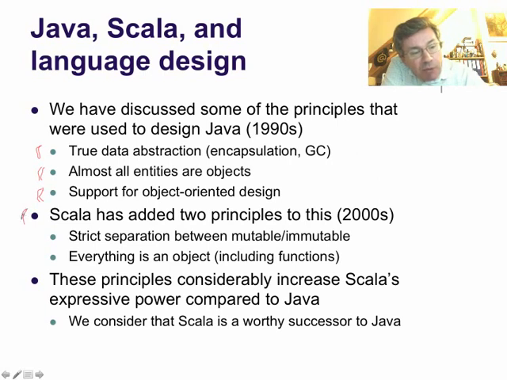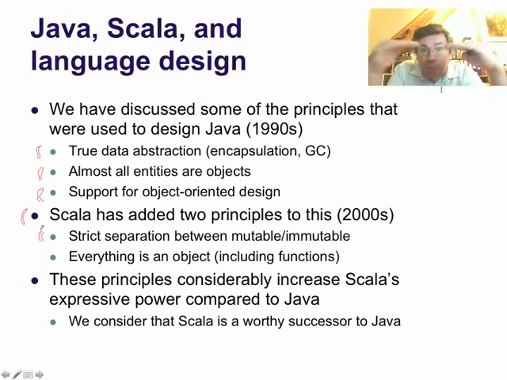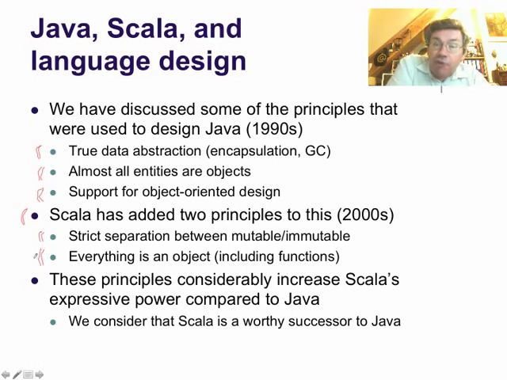Now, the Scala language, developed in the early 2000s, has added 2 principles to this. First principle, it has a strict separation between mutable things, explicit state, and immutable things, constants, values that do not change. And this separation is such that both mutable and immutable are at the same level of importance in the language. They are not one more important than the other. And the second principle is that everything is an object, including functions.